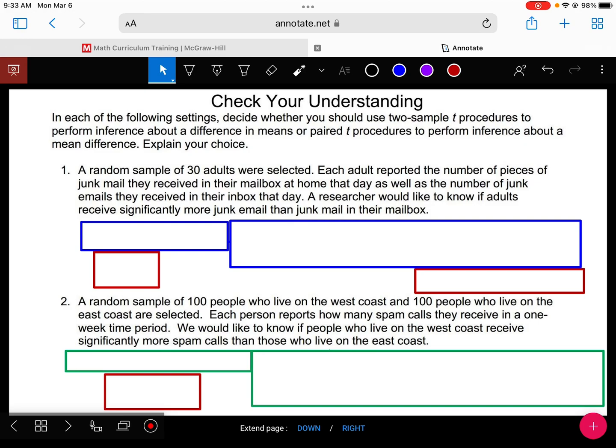So do you have two, like what's the sample here? 15. Is it one sample or two samples? One sample. So it's just we need it for something. Has to be that. Okay.